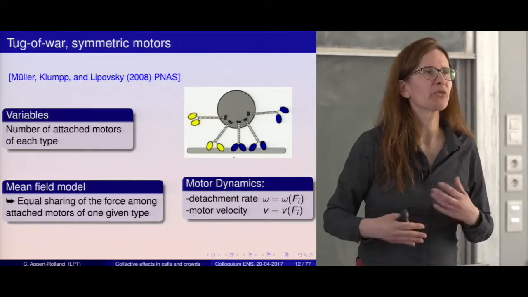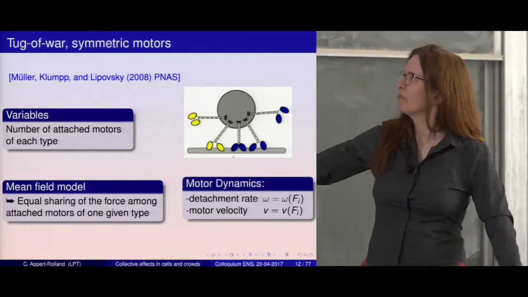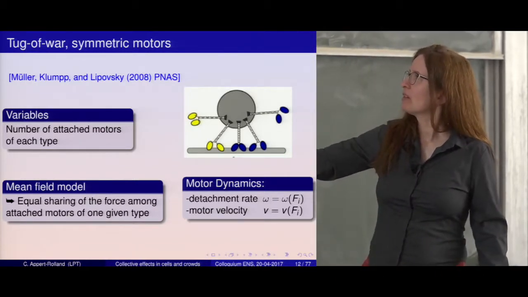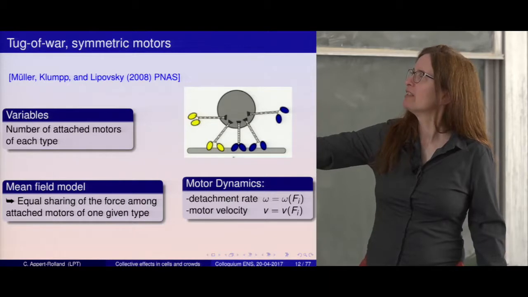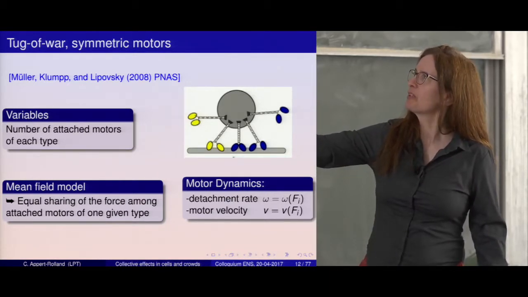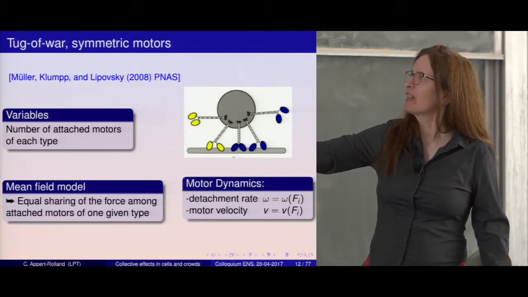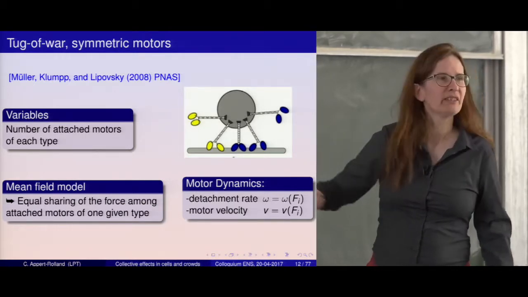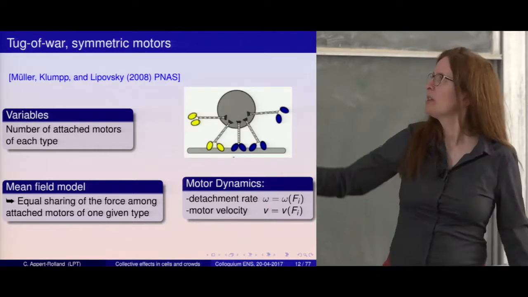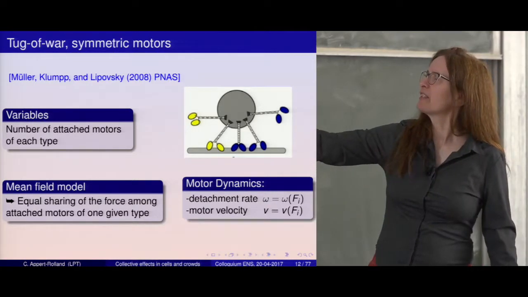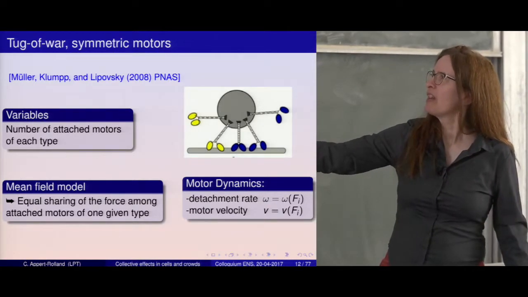So just by knowing how many motors are attached, and with this hypothesis, you can make a model where you describe the motor dynamics. You have some detachment rate that depends on the load, on the force exerted on each motor. They can move with a certain velocity, depending again on the load. And once they are detached, they can attach again.